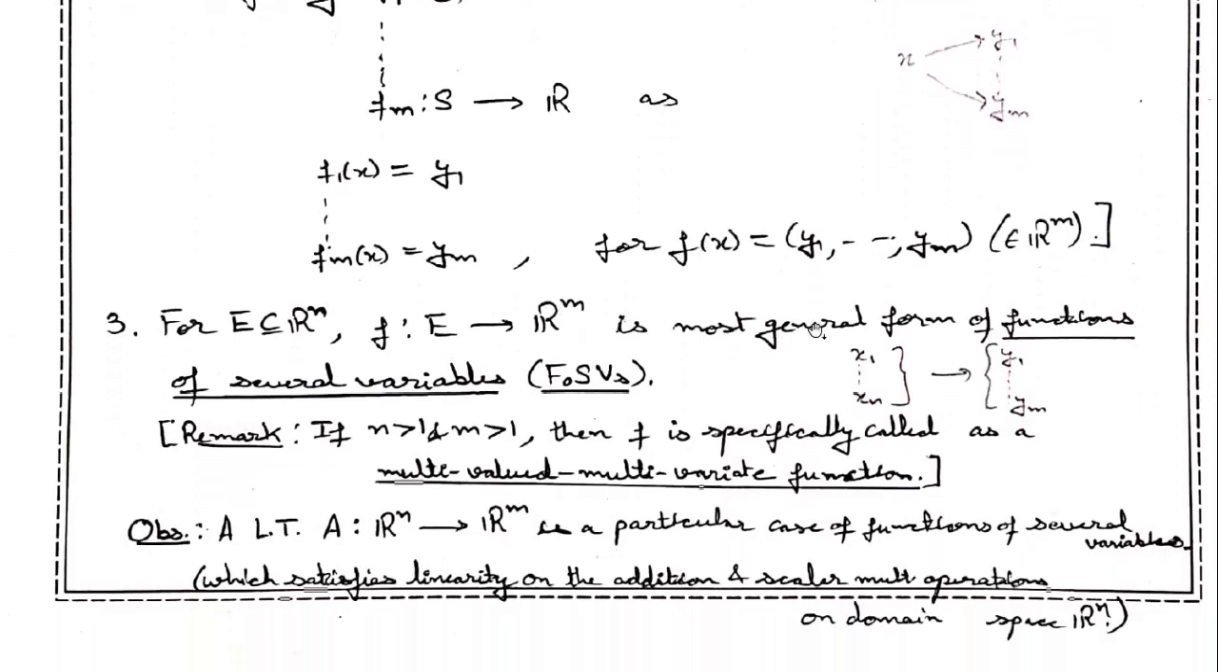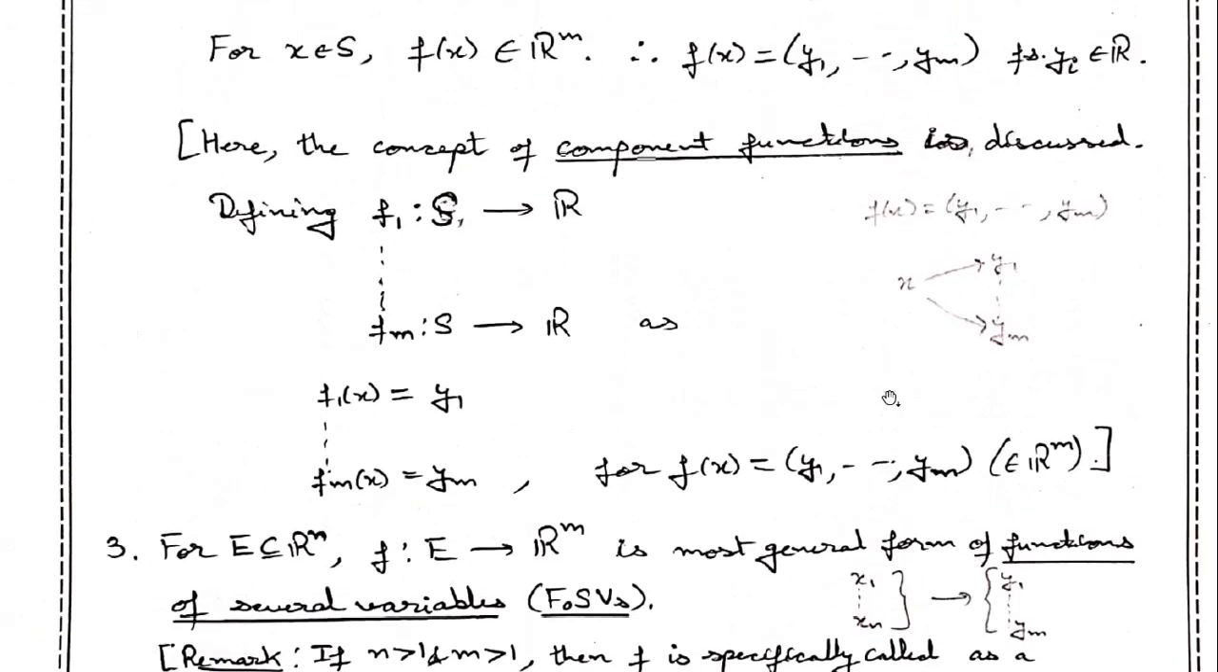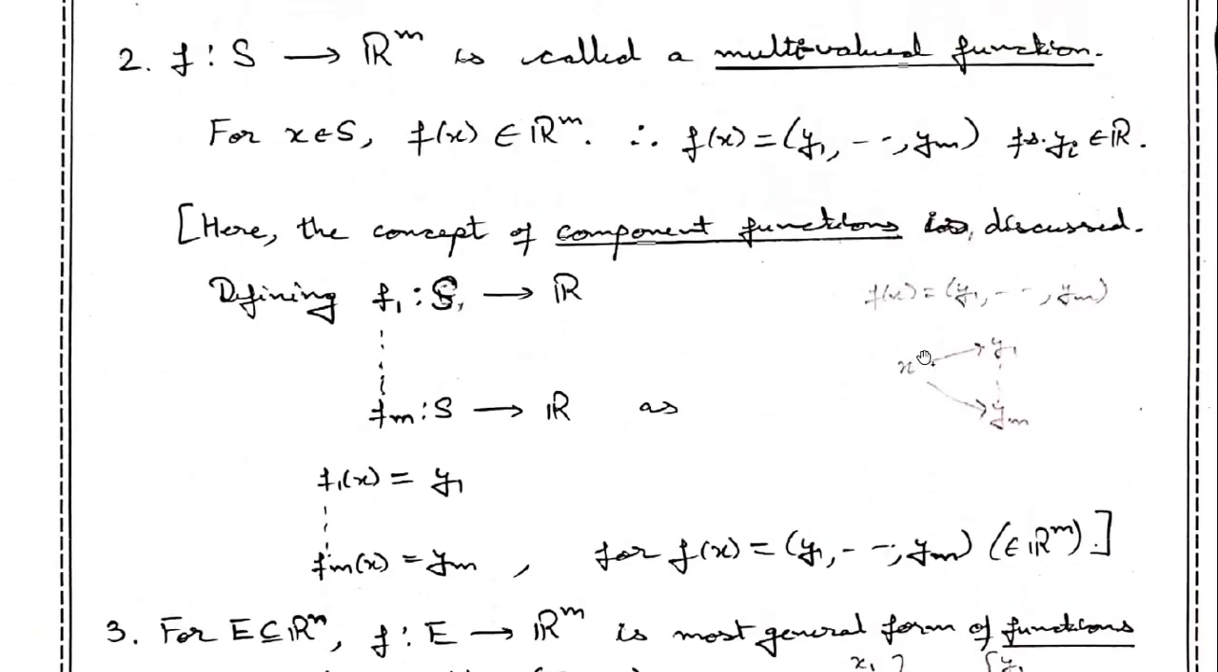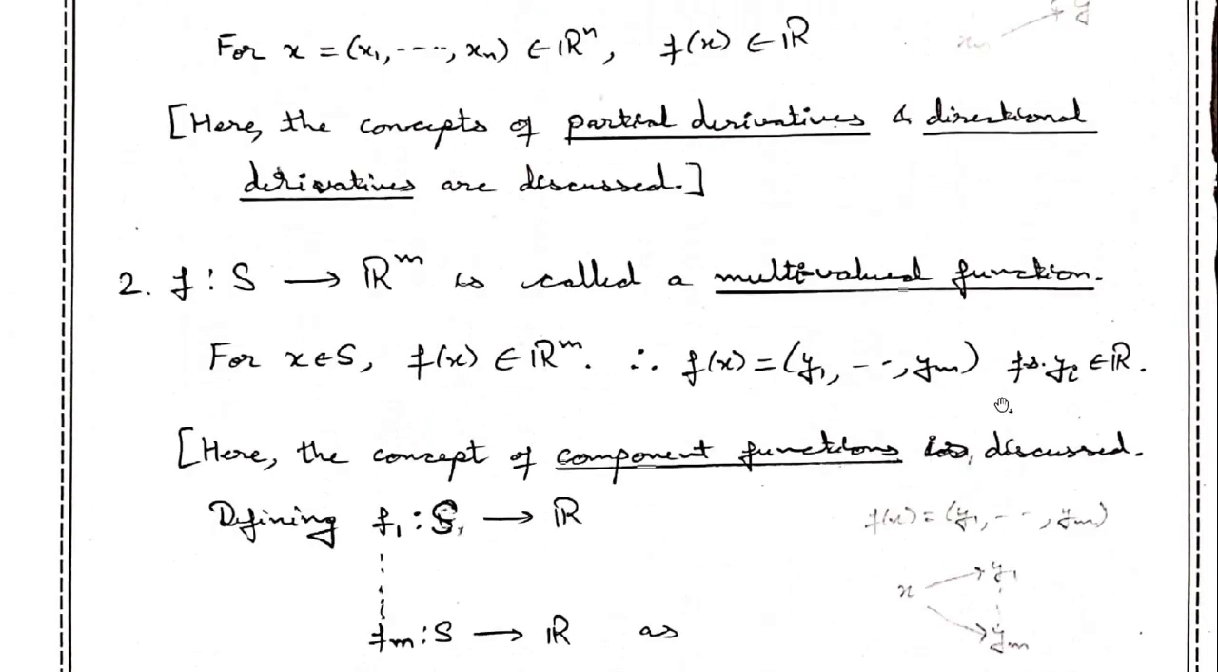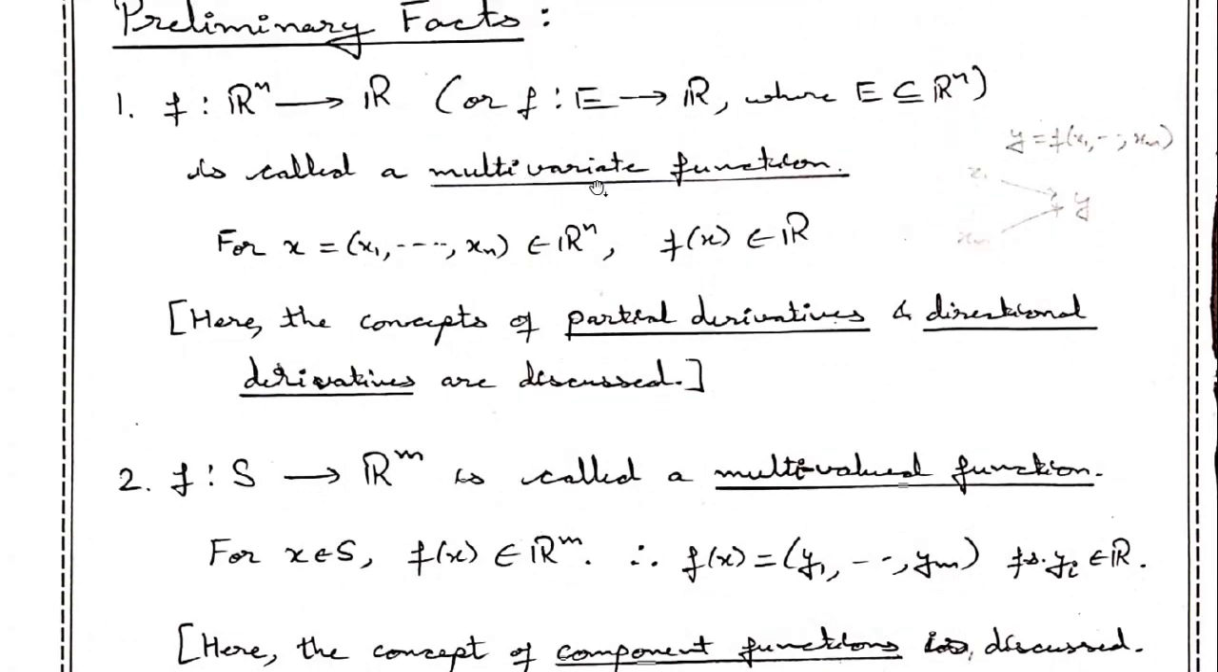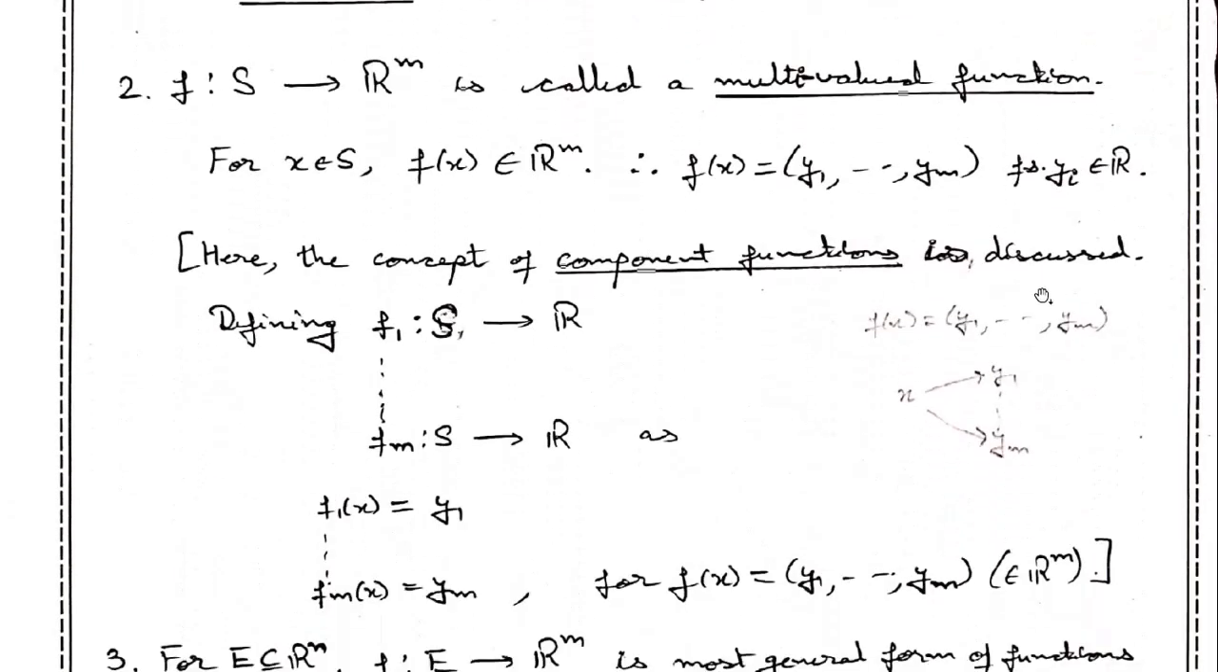And now let us discuss the most general form. Okay, let us go back. In the multivariate functions, when the domain had multiple variables, there were multiple independent variables and a single dependent variable. And here, in the multi-valued function, we had a single independent variable and multiple dependent variables.